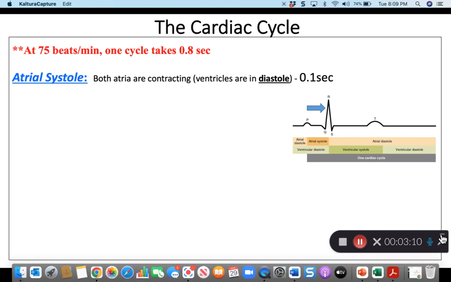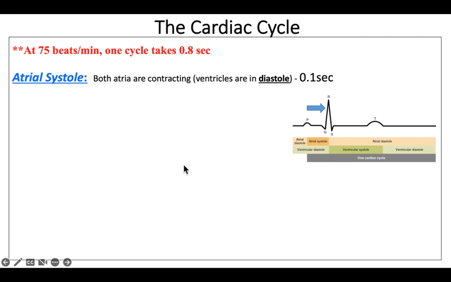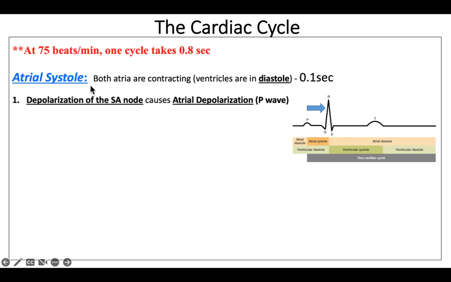What's going to start this whole process off? It's going to be depolarization of the SA node, the pacemaker. So that's going to be on this EKG this moment right here before the P wave. Because once the SA node depolarizes, it's going to spread through the atria and cause atrial depolarization. So we get the P wave.